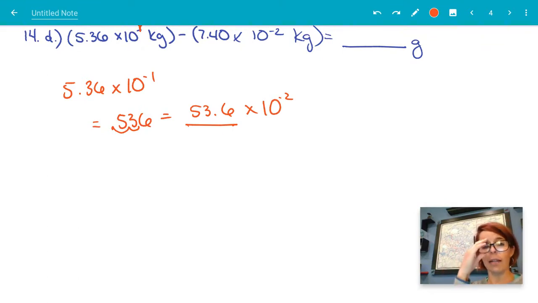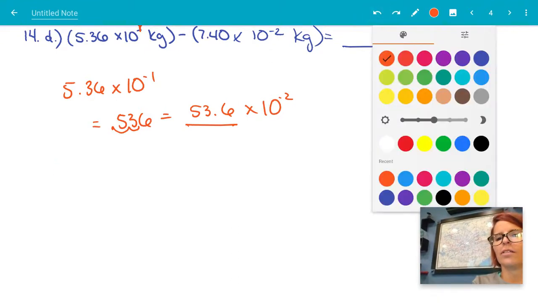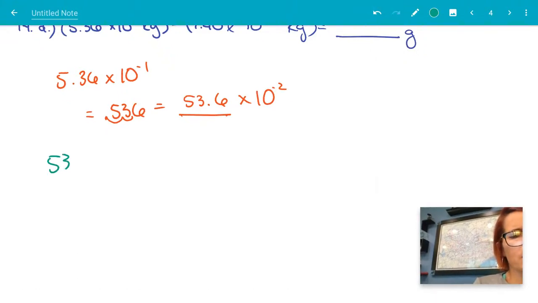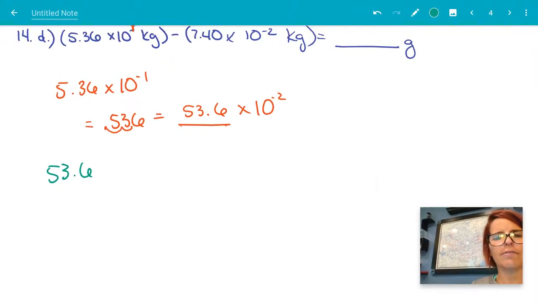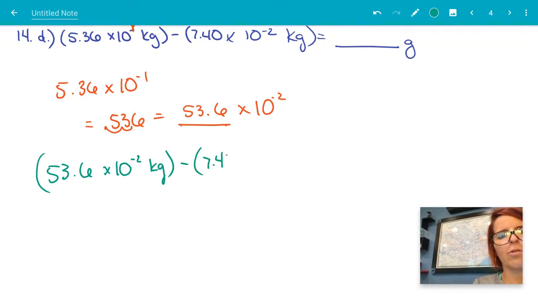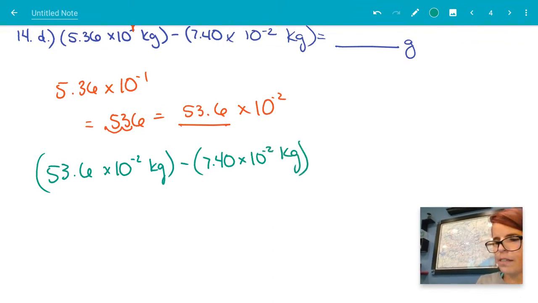So now I'm going to subtract them. 53.6 times 10 to the negative 2 kilograms minus 7.40 times 10 to the negative 2 kilograms. 53.6, I'm not going to do that one in my head, even though I could, minus 7.4 equals 46.2 times 10 to the negative 2 kilograms. In fact, I'm nowhere near done.